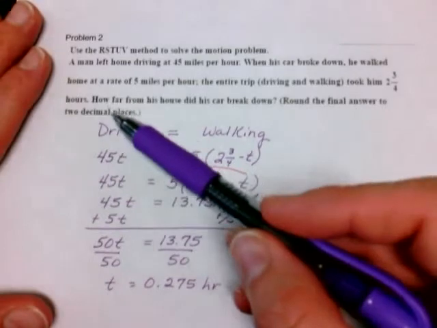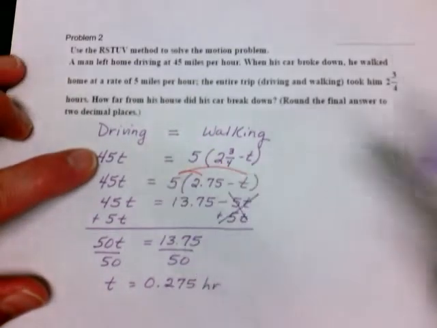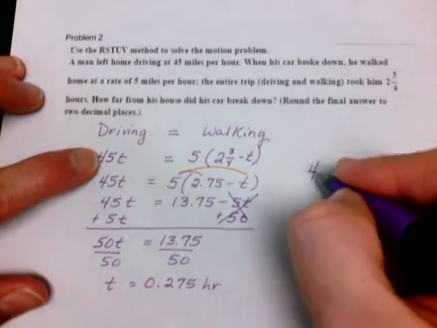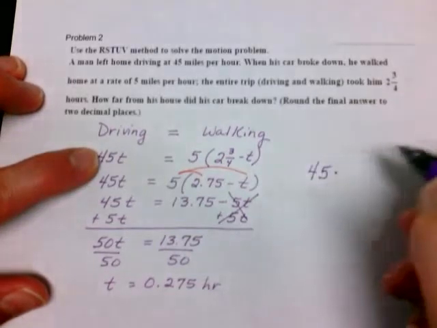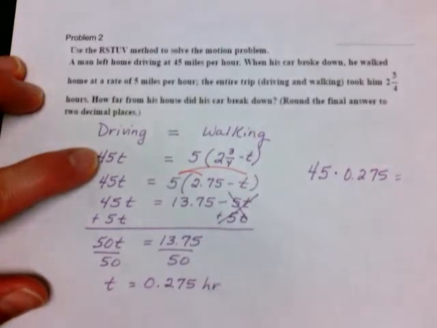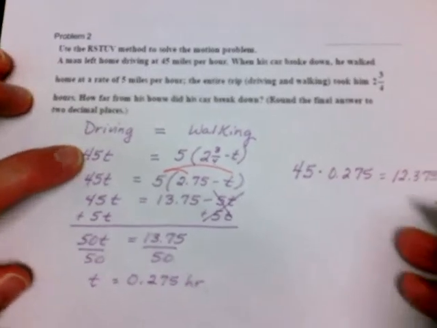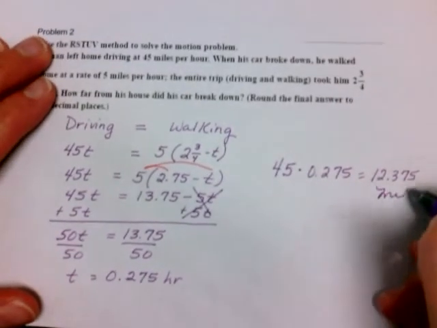And the question asks us how far. So if he drove 0.275 hours, let's see how far that was away from the house. We'll do 45 times 0.275, and that gives me 12.375 miles as my answer.